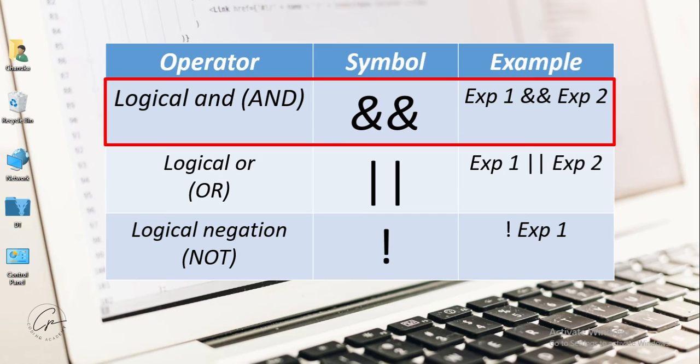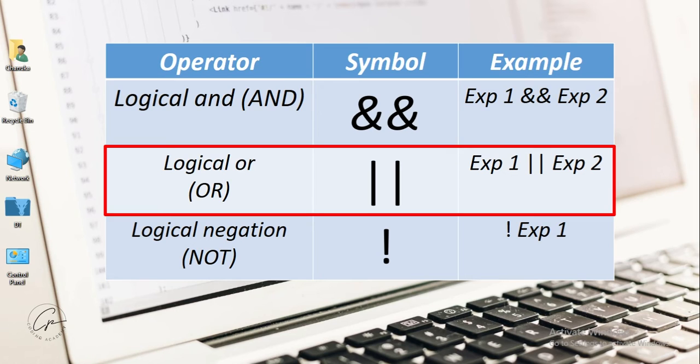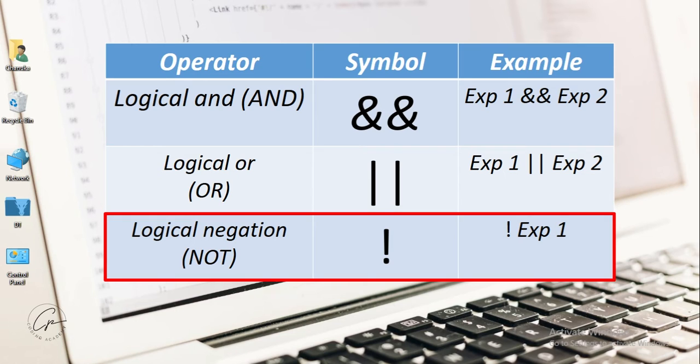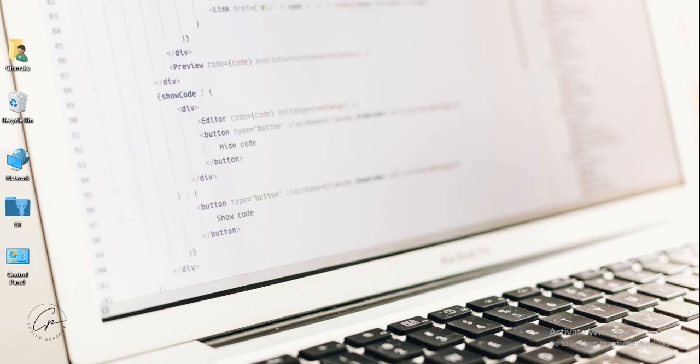AND is true only if both expression 1 and expression 2 are true, false otherwise. OR is true if either expression 1 or expression 2 is true, false otherwise. NOT is false if expression 1 is true, true if expression 1 is false.